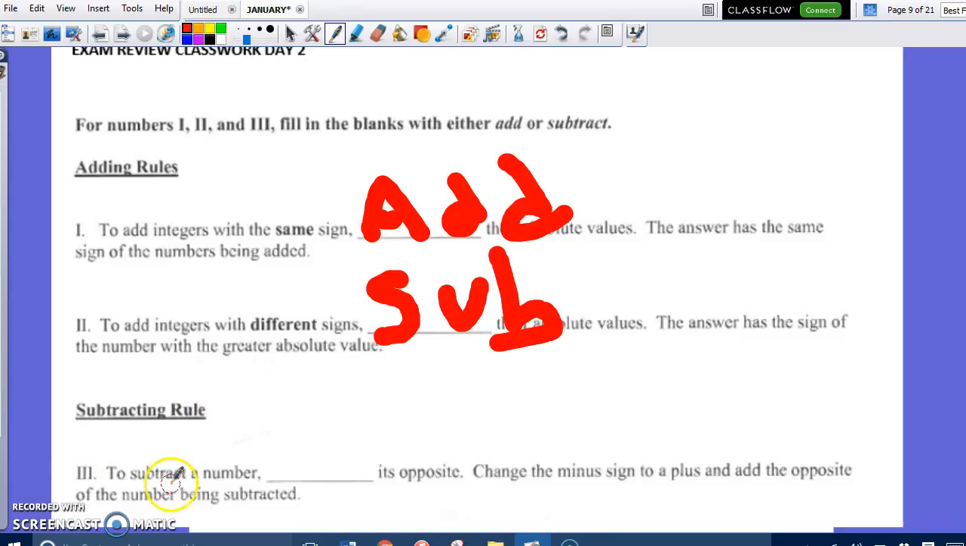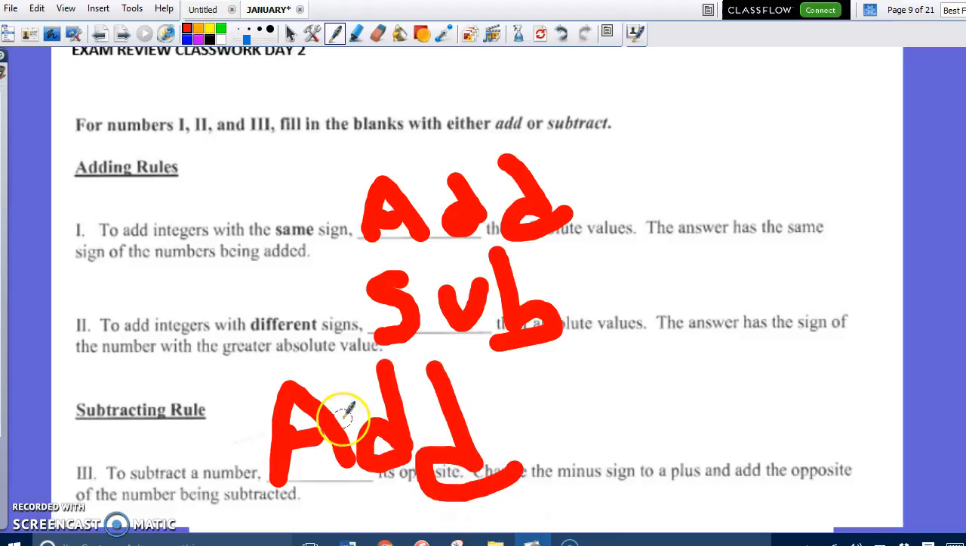To subtract a number, blank its opposite. Add. Add, that's right, its opposite. Change the minus sign. So when we are doing subtraction, you know how to change it to addition. Okay? So those are basically the rules of integers, and we can also look at the integer chart that we put on MyLab under the Heart Academy.